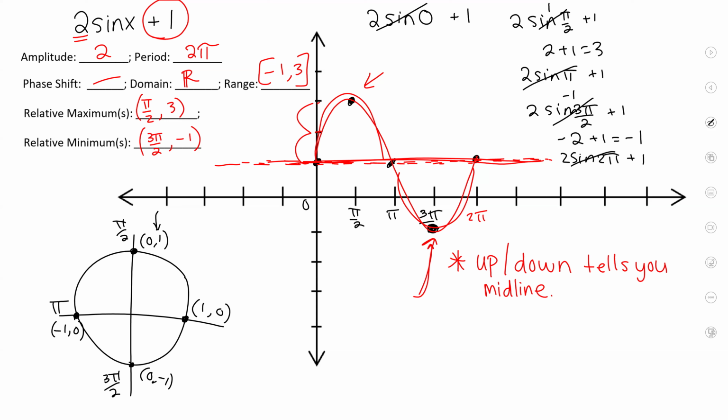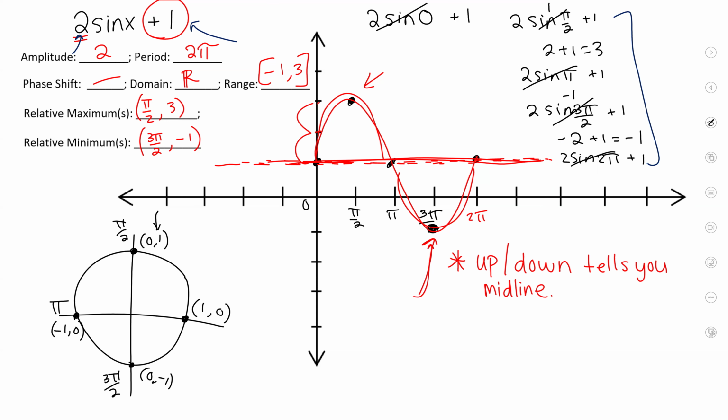Okay. So what I wanted you guys to pick up from this is that this number in the front determines your amplitude, and this number in the back determines your midline. So you don't have to keep plugging it in to figure out what your graph looks like.